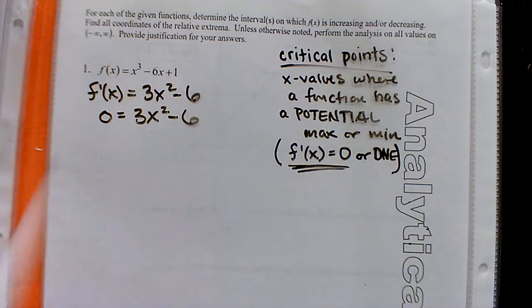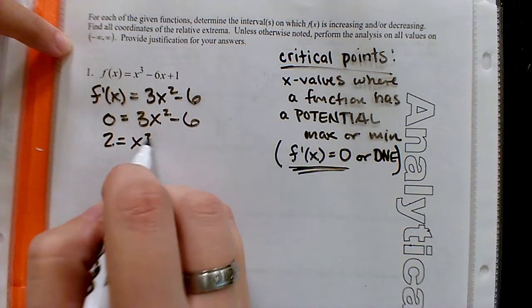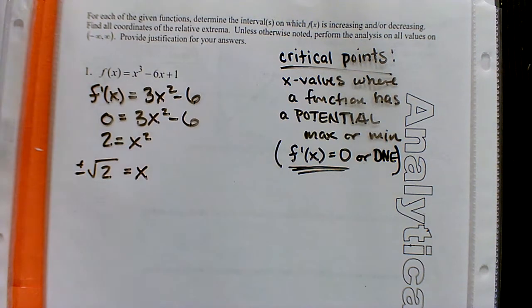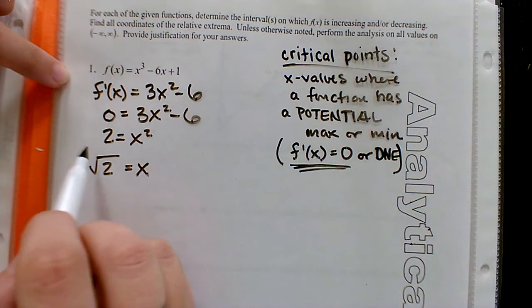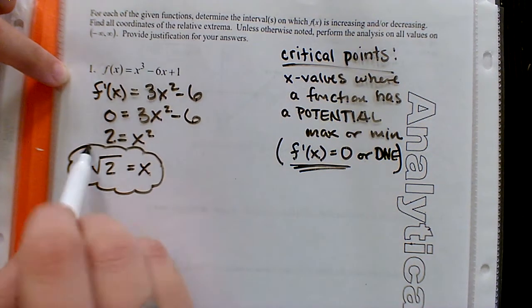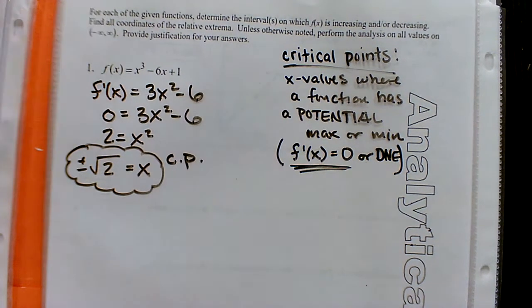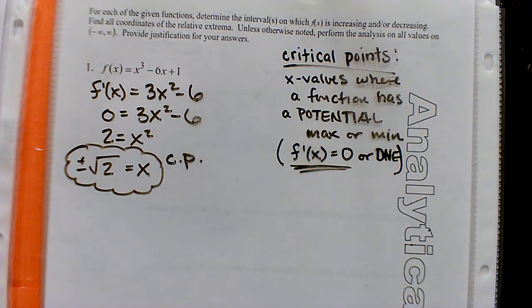Let's see, add the 6, divide by 3, square root both sides, don't forget the plus or minus. So these two values here, positive square root of 2 and negative square root of 2, are classified as critical points. Those are possible locations of a max or a min. We're not sure which one is which, but we'll eventually talk about how we can figure that out. But we found the possible locations. That's where you have a horizontal tangent.